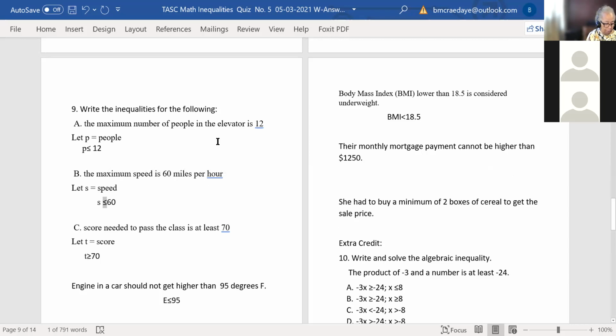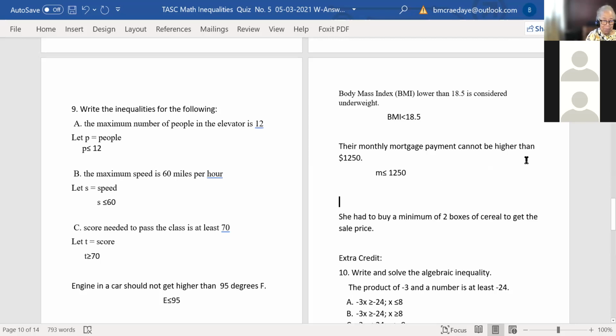Let's just grab the symbol here. So what must be less than or equal? The mortgage payment. We'll just call that M. And what is the mortgage payment? $1,250. So we put $1,250. So their mortgage payment has to be less than or equal to $1,250 because it cannot be higher. Okay.